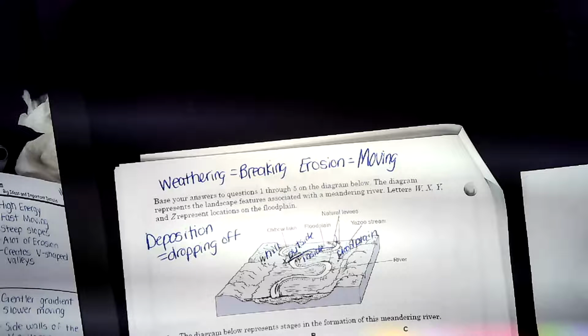So weathering breaks it into smaller pieces. Erosion moves it, and deposition drops it off somewhere. Even though they all work together, once it's broken, it's going to get moved. Once it's moving, it's eventually going to stop. So even though they go together, they have 3 different definitions, and you need to know the definition of each.